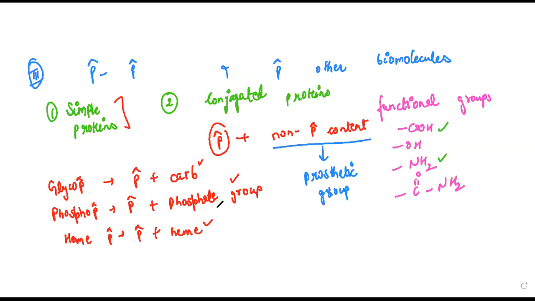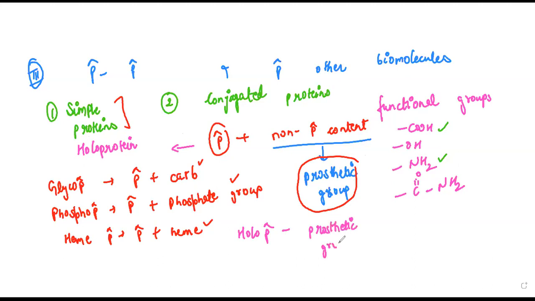The conjugated protein without its prosthetic group is known as apoprotein. When the complete thing is present, protein plus non-protein part, it is termed holoprotein. And holoprotein minus prosthetic group equals apoprotein. Is it clear?